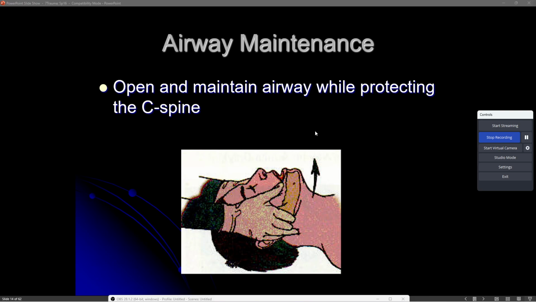An unconscious patient cannot control their tongue, and believe it or not, your tongue with absolute no tonicity, totally relaxed, no control whatsoever, will actually fall back into the airway and close off the airway, resulting in snoring respirations. So is the airway open? Is it clear? Is it maintainable?